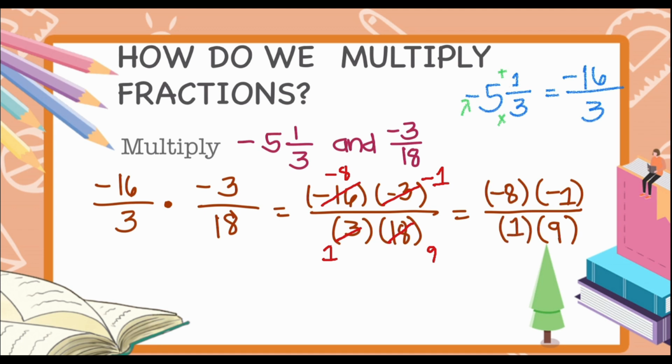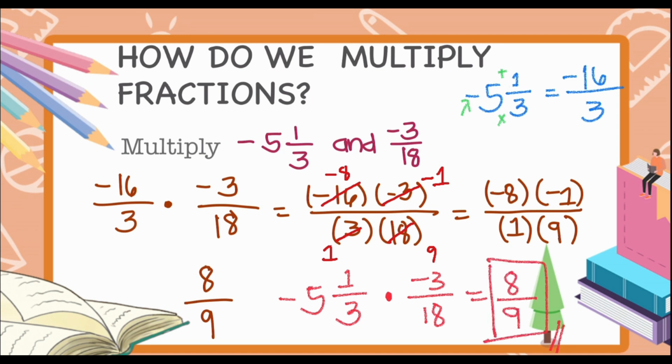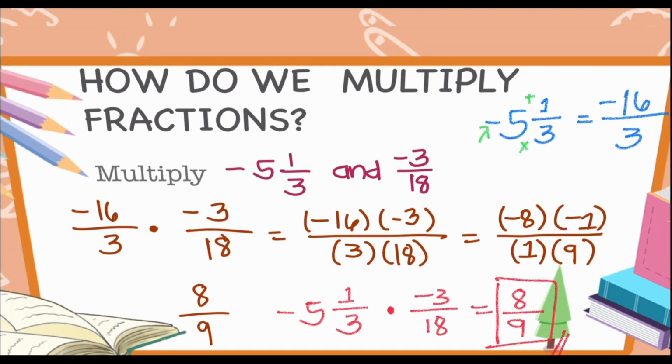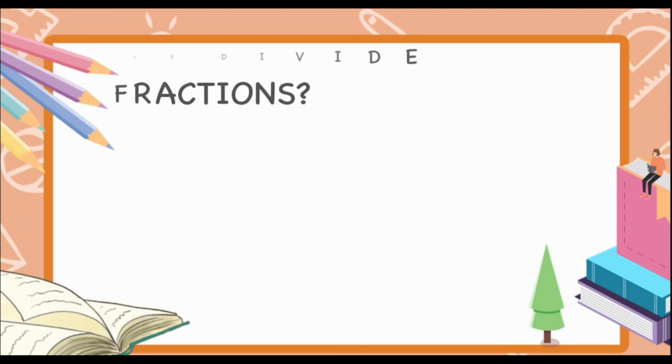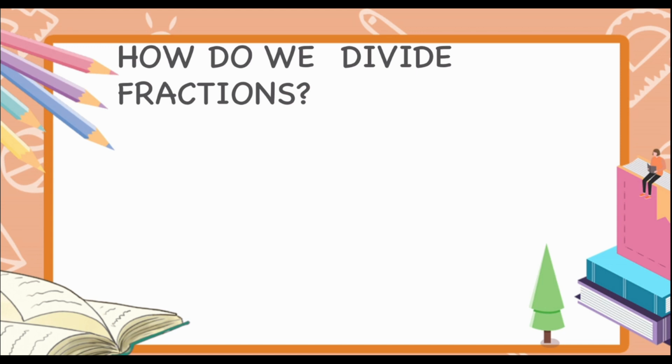And then, let's multiply. Negative 8 times negative 1, we will get an 8 over 1 times 9 is 9. Therefore, the final answer here, negative 5 and 1/3 times negative 3 over 18 is 8 over 9. Next, let's go to division. How do we divide fractions? Let's have this one. Divide 1 over 2 by 1 over 3.